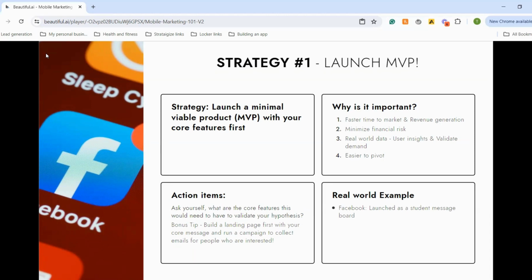And a real life example of launching an MVP is Facebook. Facebook is the classic example of this. They started as a student message board. They were not trying to be the biggest social media platform in the world from day one. They found an initial market, and then they tested and iterated and eventually became what they are today.